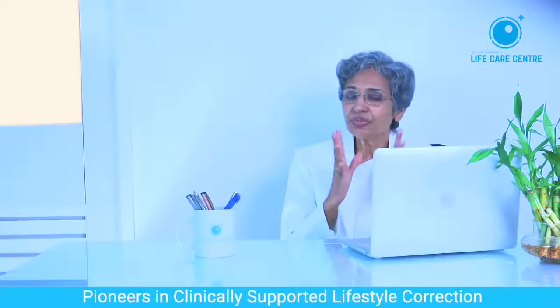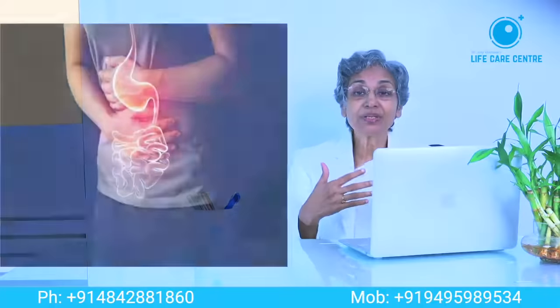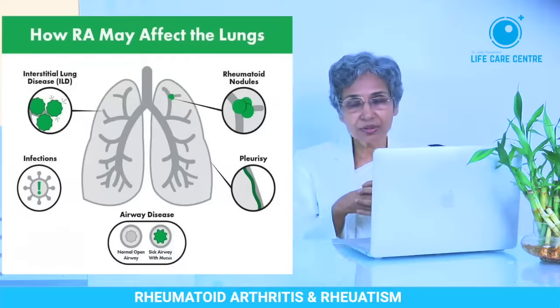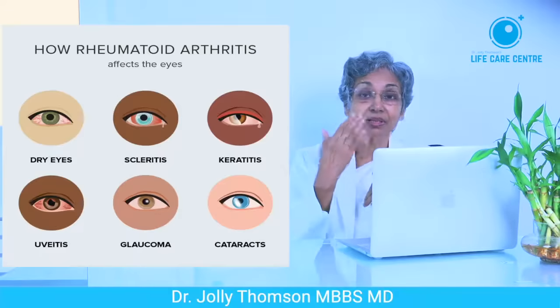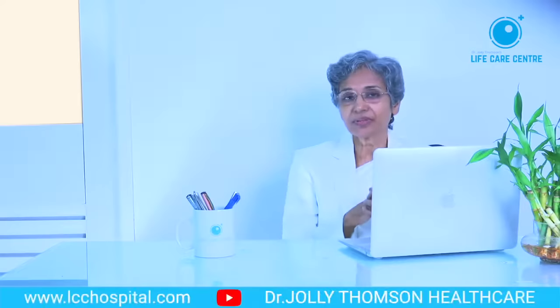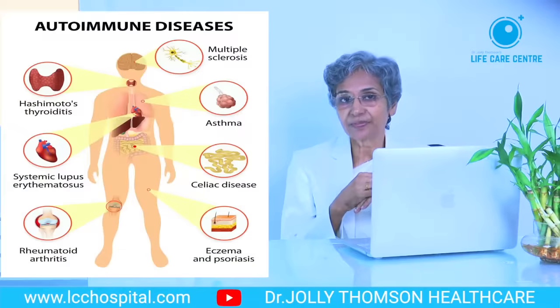And in around 25% of the patients, other systems can also be affected. If the liver is affected, there can be indigestion and other problems, and if the lungs are affected, breathing difficulty can occur. If the eyes are affected, there may be pain in the eye. Any other system can also be affected because it is an autoimmune disease.